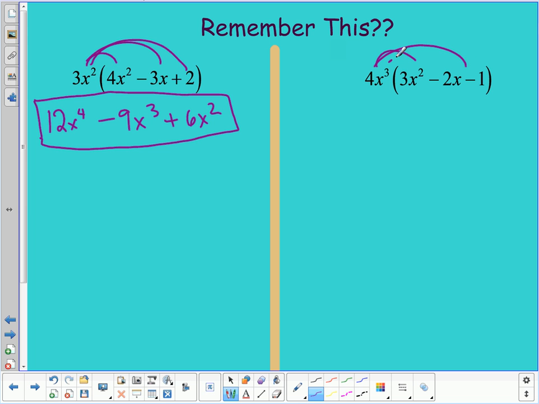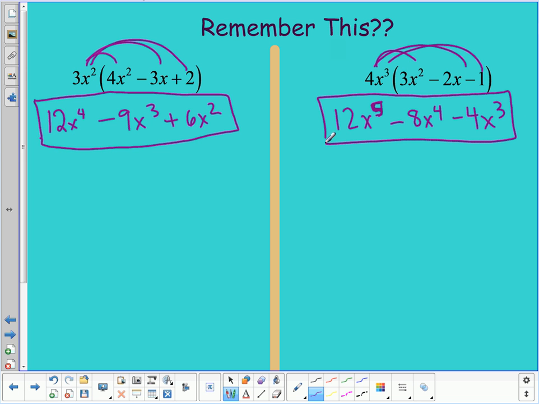Same thing in this one. We have 12x to the fourth, or fifth, I'm sorry. 3 and 2 makes 5, so 12x to the fifth, and then minus 8x to the fourth, and minus 4x to the third, and that would be our polynomial after the multiplication.